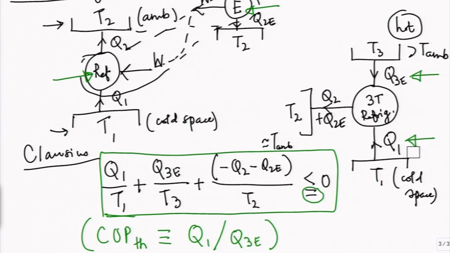From this equation and the first law requirement that Q1 plus Q3E must equal Q2 plus Q2E, you can eliminate the one which does not appear here, that is Q2, and obtain an expression for the thermal COP in terms of T1, T2, T3. That is half a page of algebra which you can do yourself. Over to you.